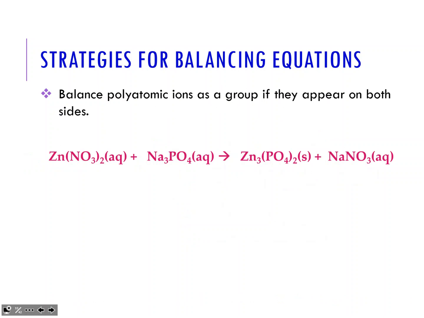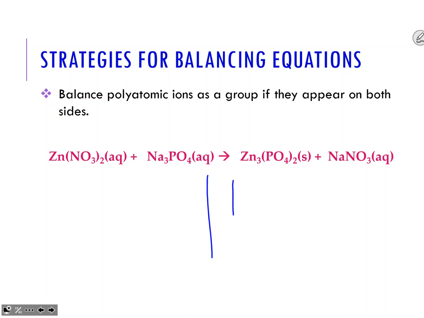Last but not least, polyatomic ions. Like I said, on the back of your packet, I put a couple charts of polyatomic ions to help you refresh on some of them. So, we have zinc nitrate plus sodium phosphate, giving us zinc phosphate plus sodium nitrate. And we have 2 polyatomics here. We have the NO3, which is nitrate. We have PO4, which is phosphate here.